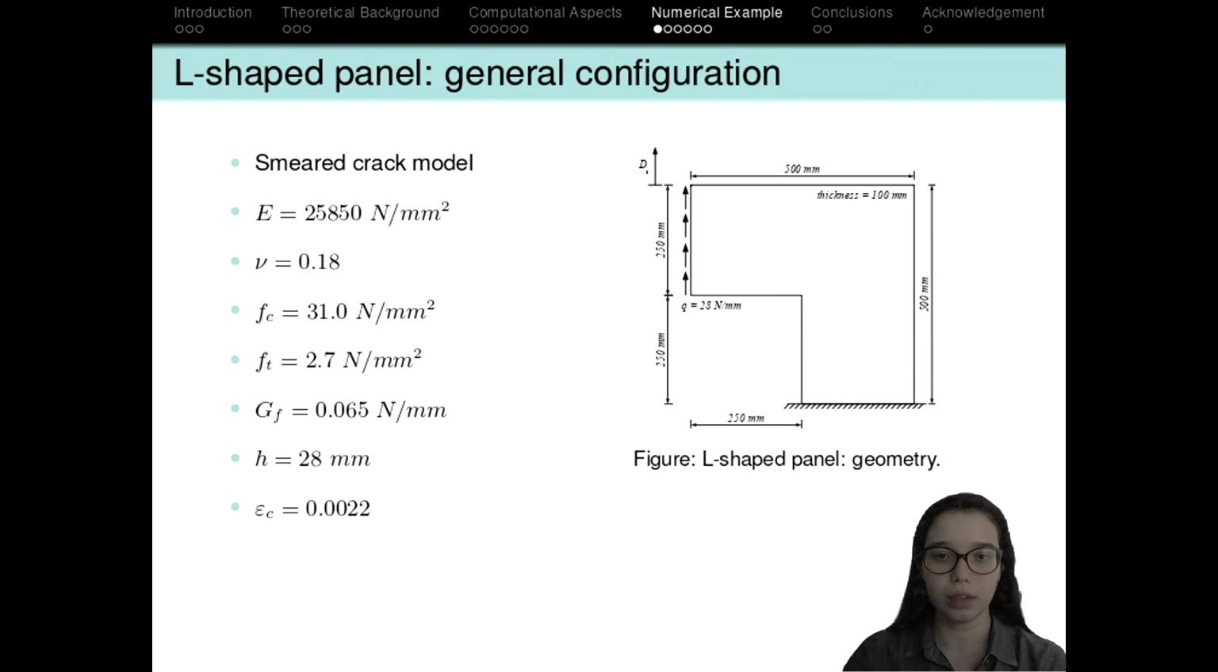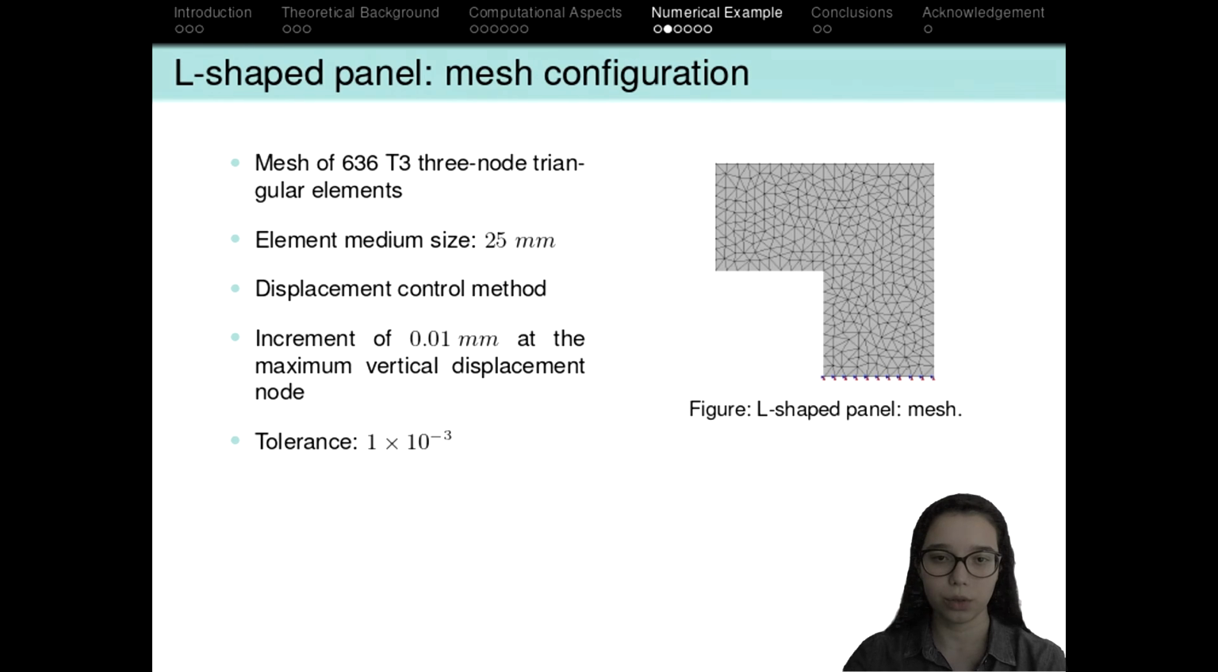In order to validate such propositions, we here present an L-shaped panel. This is its general configuration. We adopted a smeared crack model, and those are the material properties considered. This is the mesh with T3 three-node triangular elements, and the element medium size is 25 millimeters. For the solution process, we adopted the displacement control method, and those are some parameters for it as well.